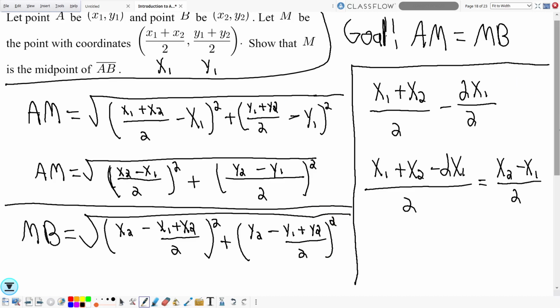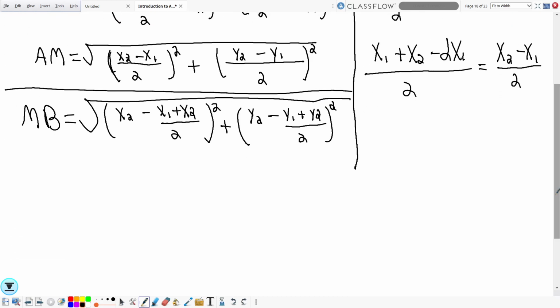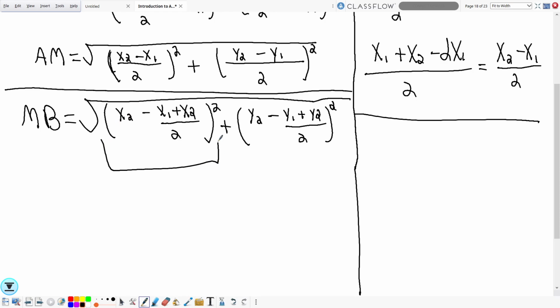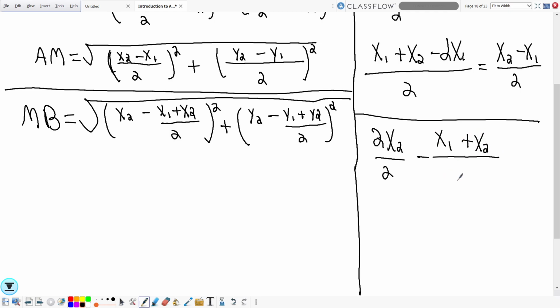Alright, we get something very similar to before. And again, it's just the same logic. You want that common denominator so I can reduce this part. To get a common denominator, x2 you just write as 2x2 over 2, minus x1 plus x2 over 2. And combine your fraction together.